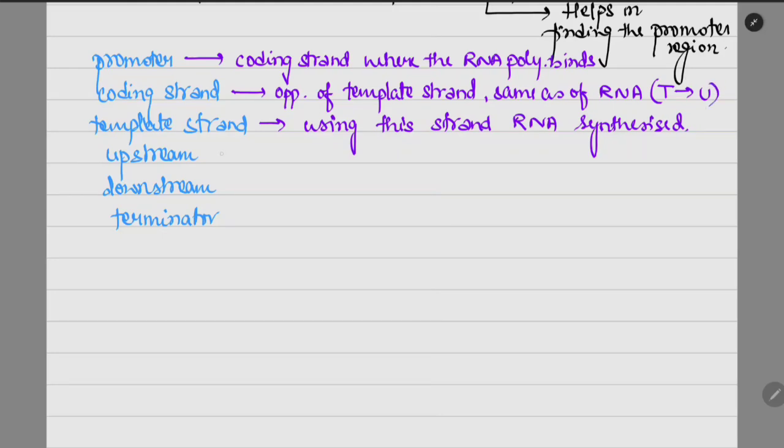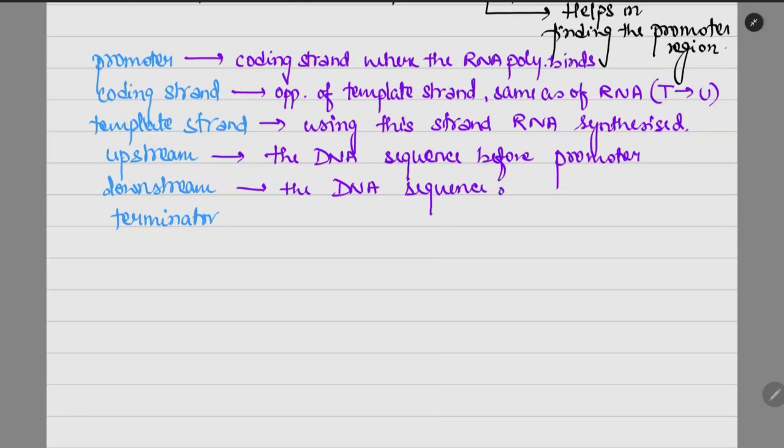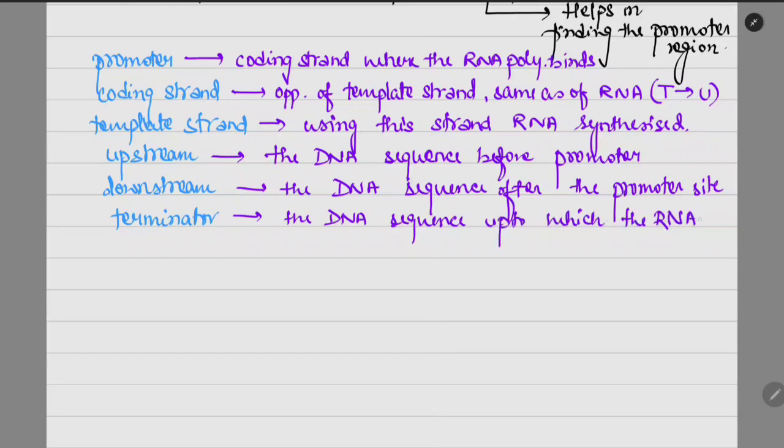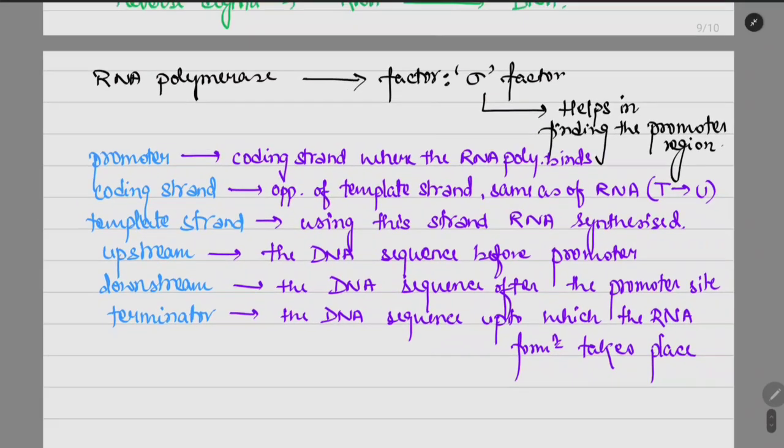Okay. Now what is upstream? The DNA sequence before the promoter, and their sequence after the promoter site, and the DNA sequence up to which the RNA formation takes place. Okay, so these are some of the points you have to remember.